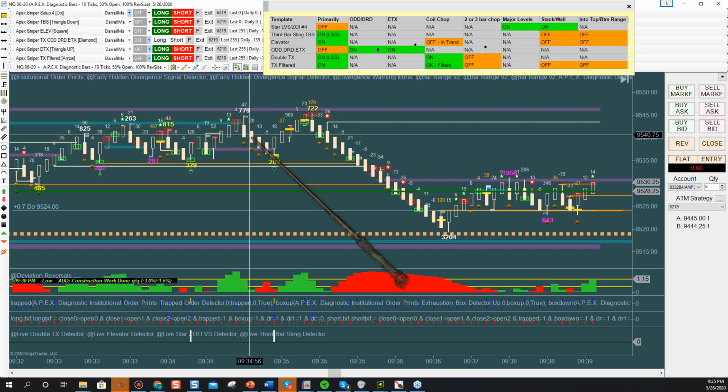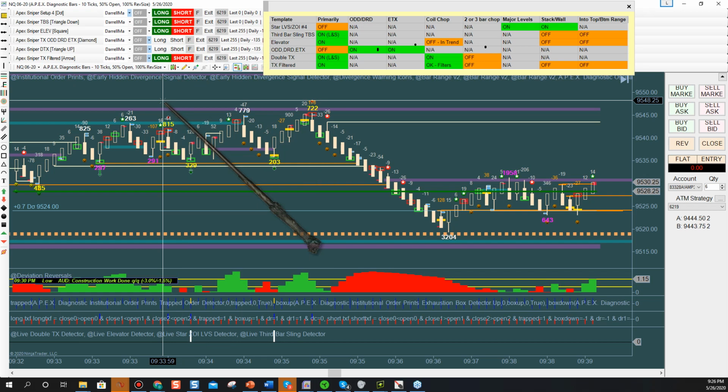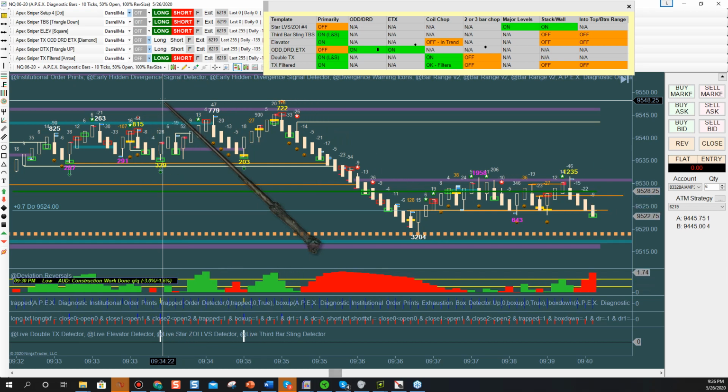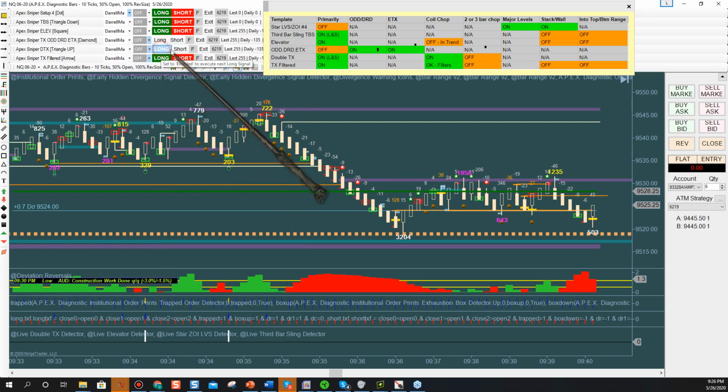Okay, what are we in right now? Yeah, we're at chop, we're at 2 to 3 bar coil chop. What should be turned off right now? Double TXs, there you go. Okay. We're out of the 2 to 3 bar coil chop. We can turn them back on. Okay, does that make sense? Like once we start, made like 4 or 5 bars down.